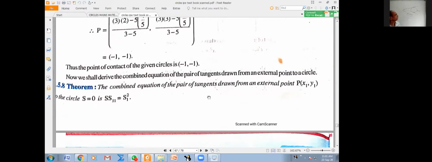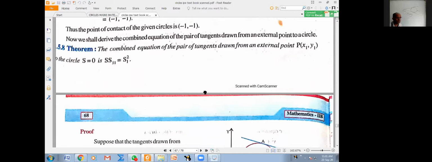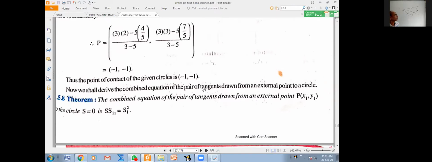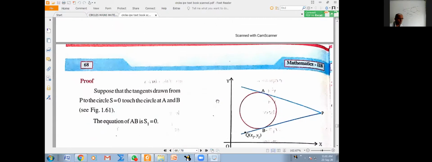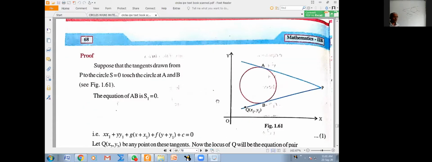Okay. So from an external point, this is textbook page number 68. Okay, fine. From an external point, you can draw two tangents. The combined equation is S1 squared equal to S into S11. The proof uses only circles. So they took this as P, this is A, this is B, and obviously P is x1, y1. They took one more point Q here as x2, y2. Anywhere on this line, you can take here, or you can take anywhere on any tangent.